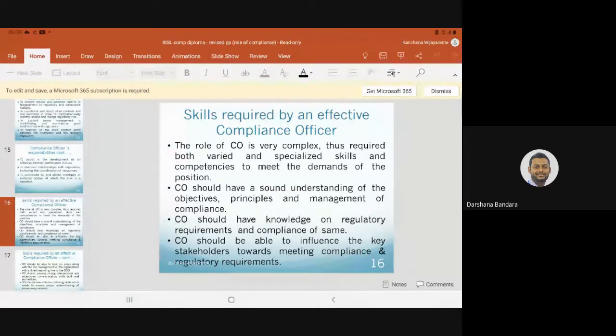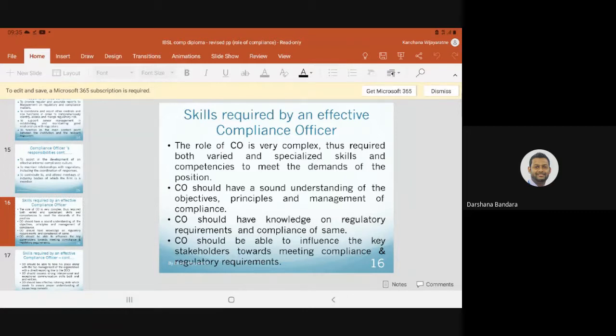You need to understand the importance of doing the business in a compliant manner, and how you can do business in line with those regulatory requirements. That's a specialized knowledge, right? Then the compliance officer should be able to influence the key stakeholders towards meeting compliance and regulatory requirements.